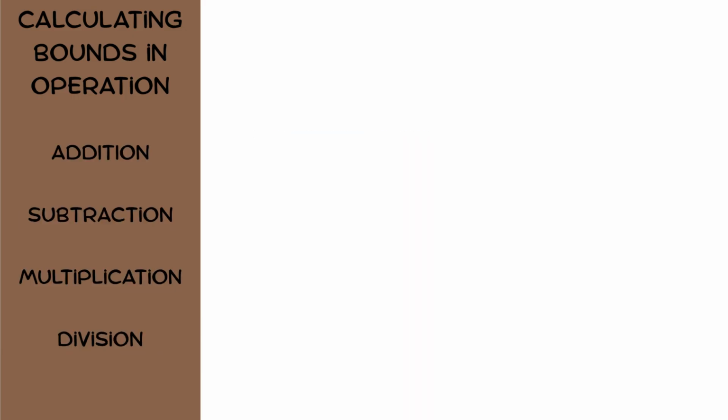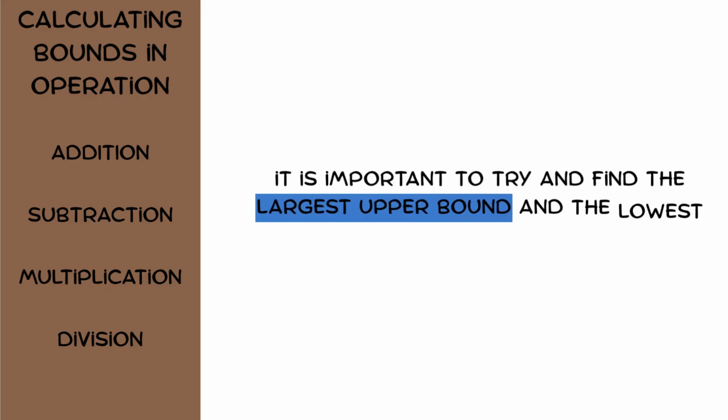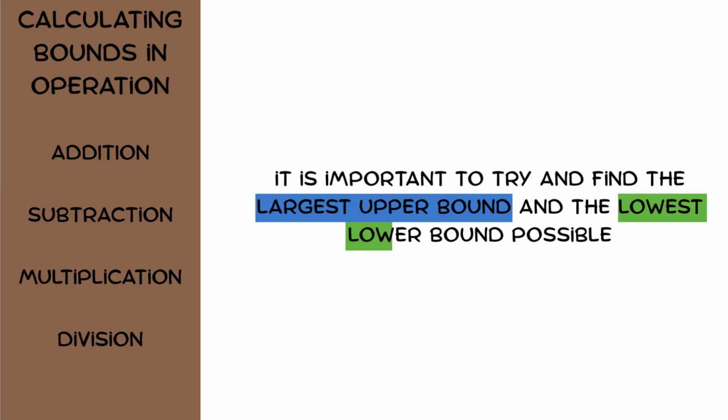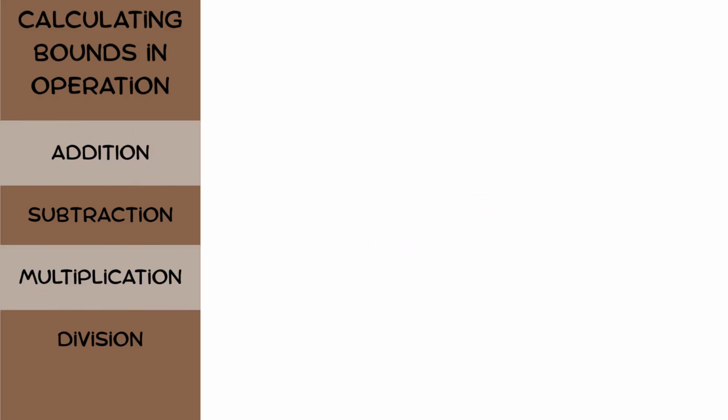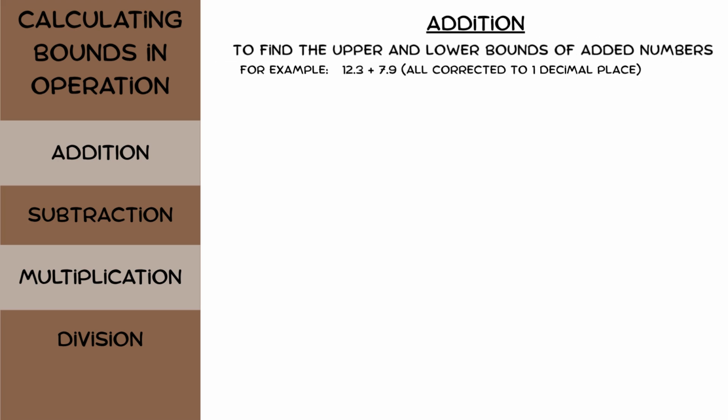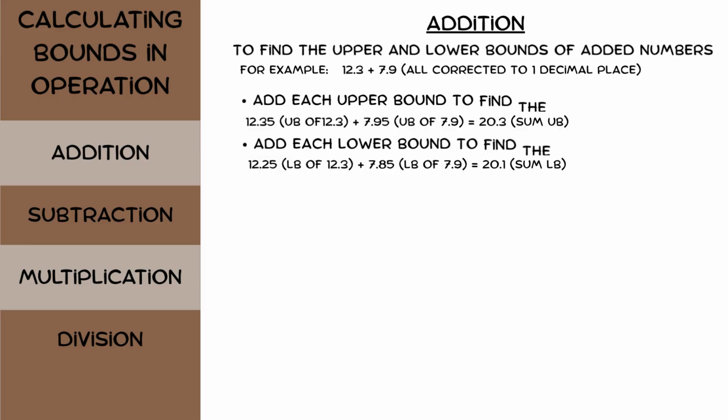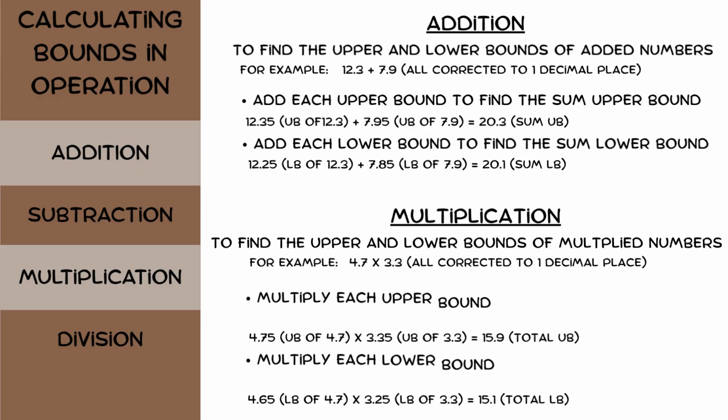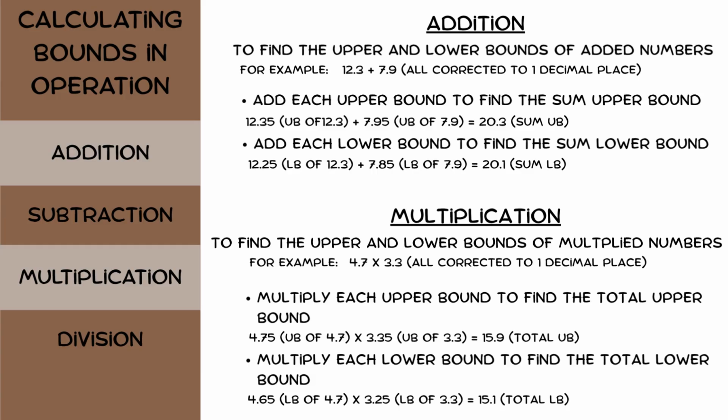When operating on approximated values, it is important to try to find the largest upper bound or the smallest lower bound possible. For addition and multiplication, this is easy. To find the bounds of added approximations, you must simply add the upper and lower bounds respectively, while for multiplication, we multiply the upper and lower bounds respectively.